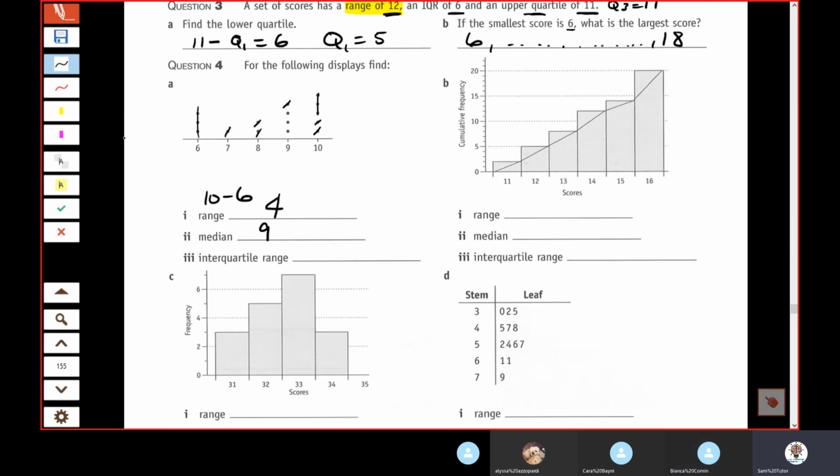Interquartile range. Get rid of all that, and we have to split this thing up into 2 groups. So 3, 4, 5, 6, 7, 8, 9, 10, 11, 12, 13, 14, 15. 2 groups means 7 on this side, 7 on this side, and then you ignore one of the 9s, because that's the median. So 7 on this side, and the other 7 on this side.